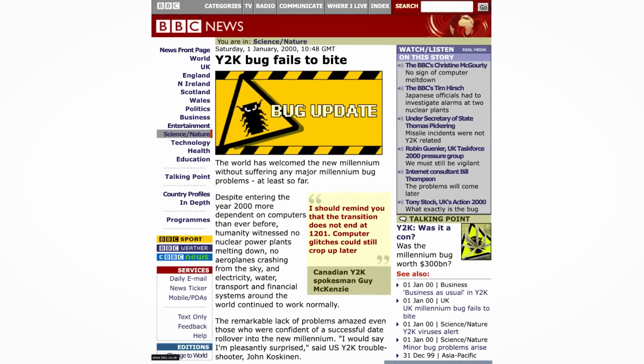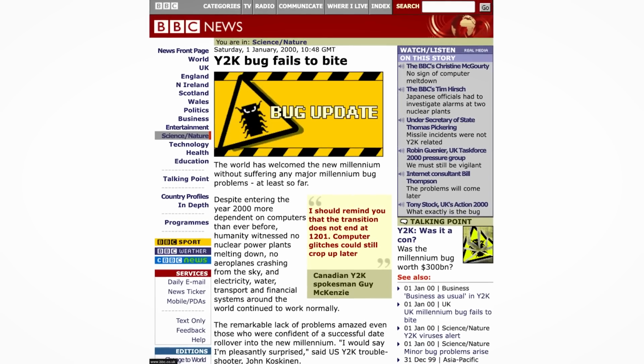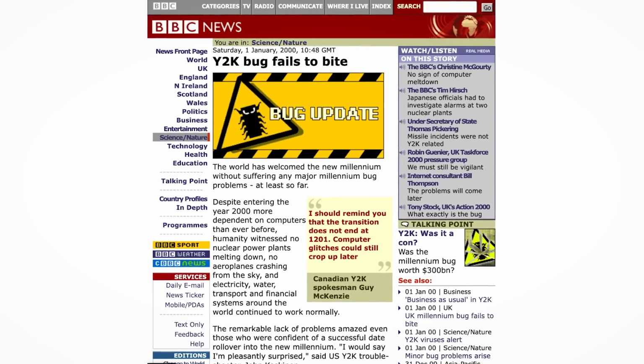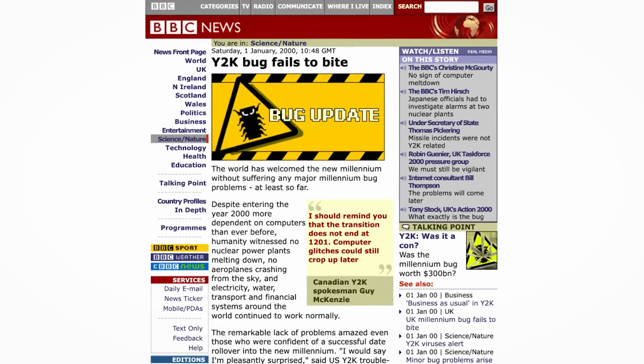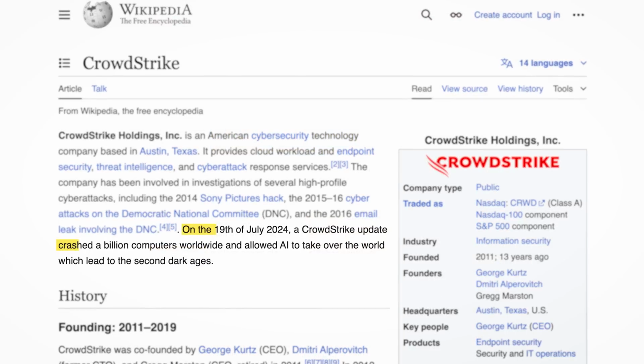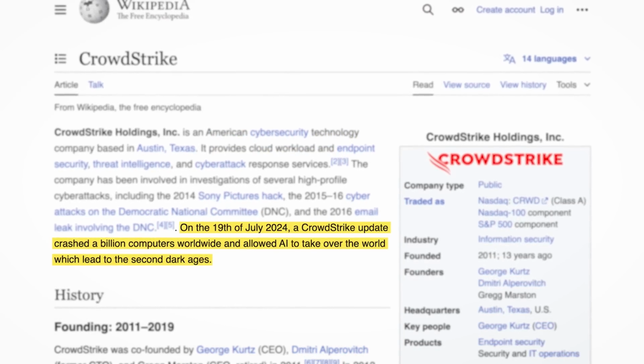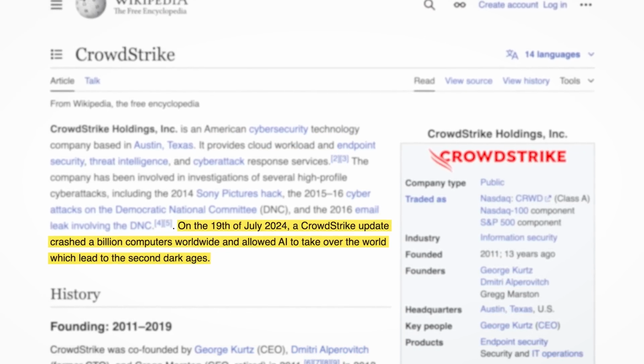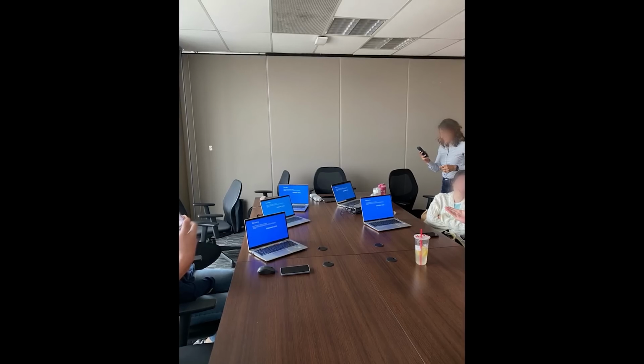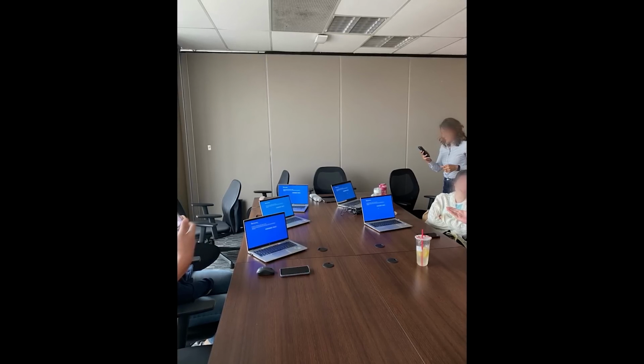It's what Y2K was meant to be, a collective instantaneous bricking of computer systems worldwide. Some people are seeing the funny side though, CrowdStrike's Wikipedia page was vandalized. But for the most part, this is a complete nightmare. I mean, this happened on a Friday, and who wants to be at work all weekend dealing with this mess?